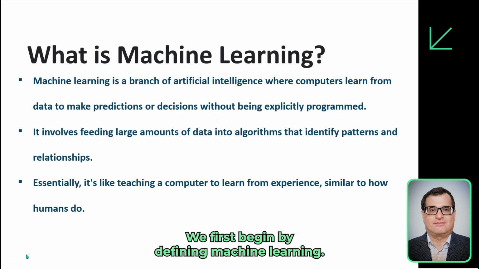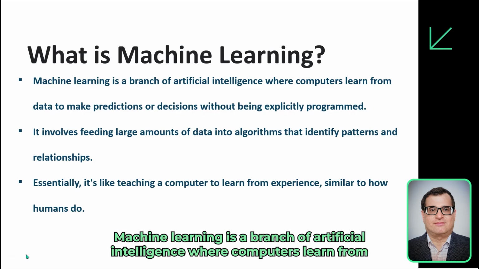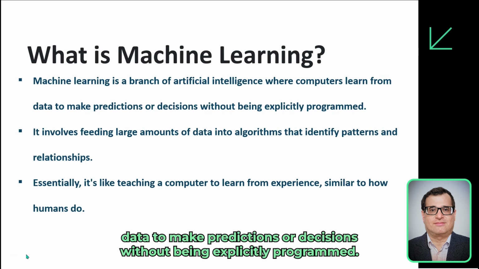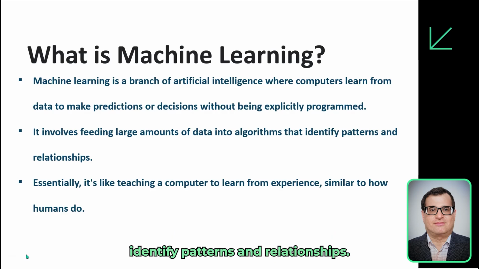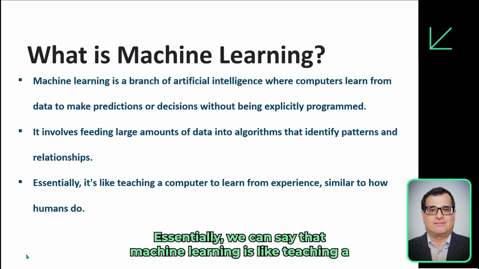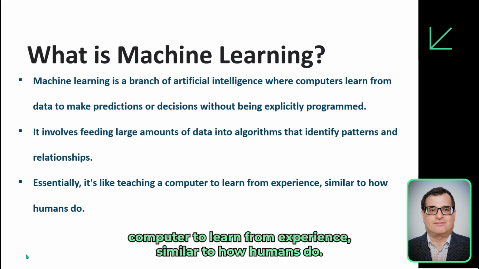We first begin by defining machine learning. What is machine learning? Machine learning is a branch of artificial intelligence where computers learn from data to make predictions or decisions without being explicitly programmed. Machine learning involves feeding large amounts of data into algorithms that identify patterns and relationships. Essentially, we can say that machine learning is like teaching a computer to learn from experience, similar to how humans do.